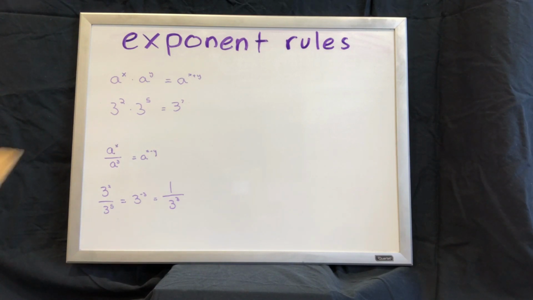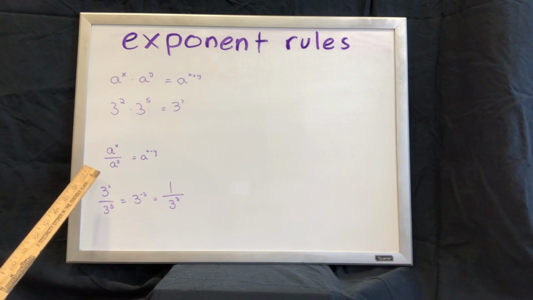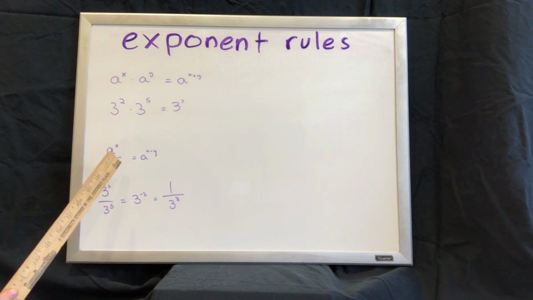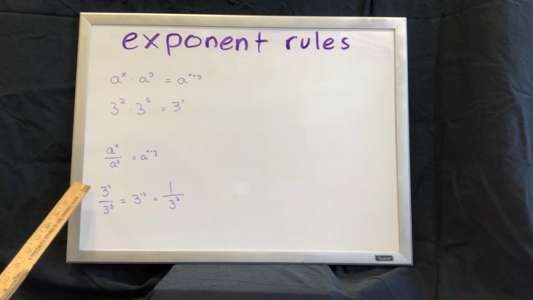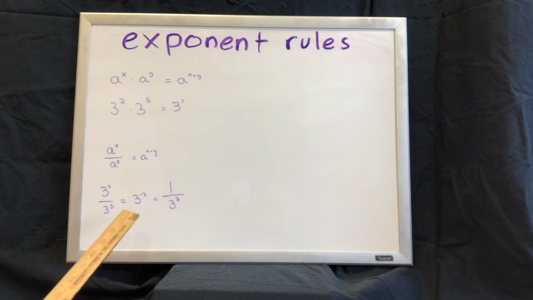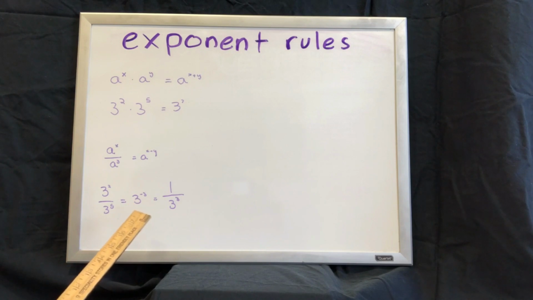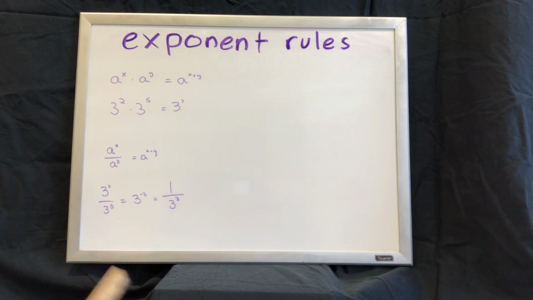Our next rule is useful when you have exponents with similar bases on the numerator and the denominator of the same fraction. a to the x divided by a to the y equals a to the x minus y. In this example, we have 3 squared divided by 3 to the 5th power. This is equal to 3 to the 2 minus 5, which is 3 to the negative 3 power. However, we never use negative exponents when expressing our answers. So, to further simplify this, we must write it as 1 over 3 to the 3rd power.